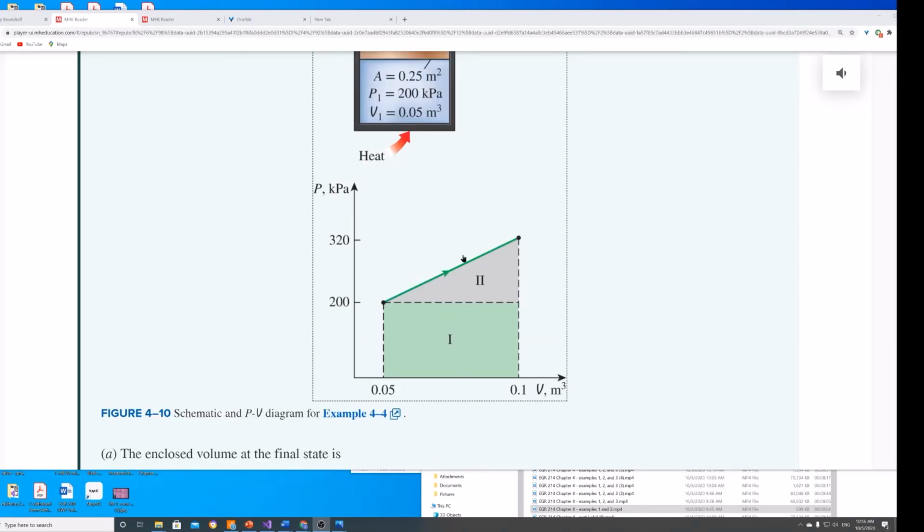So at this point, we just don't know where this is yet, right? We know we have a diagram, something like this. We're going to have some final pressure at that other volume, right? So we have some curve. We just don't know this is at 320 just yet, okay?